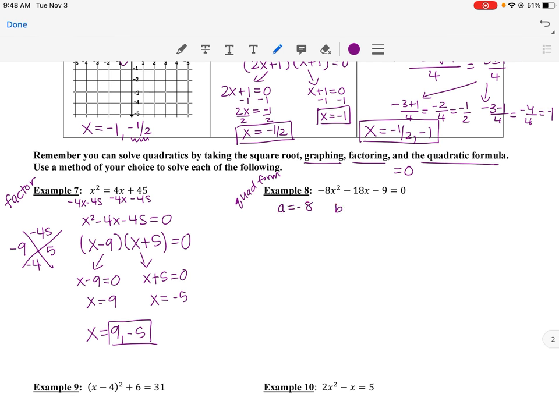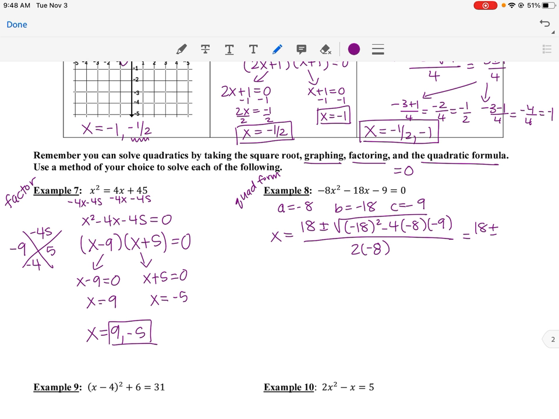A equals -8, B equals -18, C equals -9. So x equals the opposite of b, or -b. So it's going to be a positive 18 then. Plus or minus the square root of b squared, so -18 squared. Minus 4 times a, which is -8, times c, which is -9. All divided by 2 times a, -8. 18 plus or minus the square root.